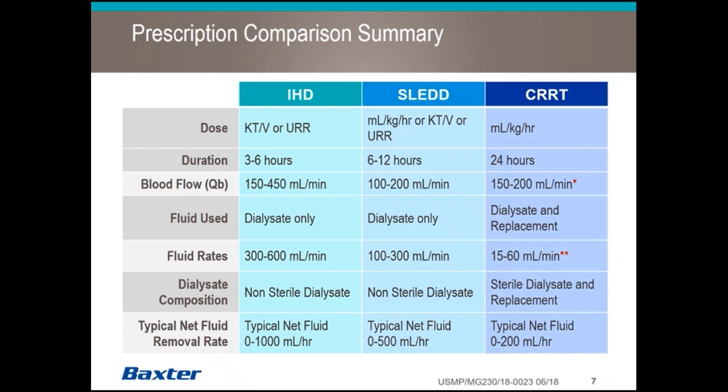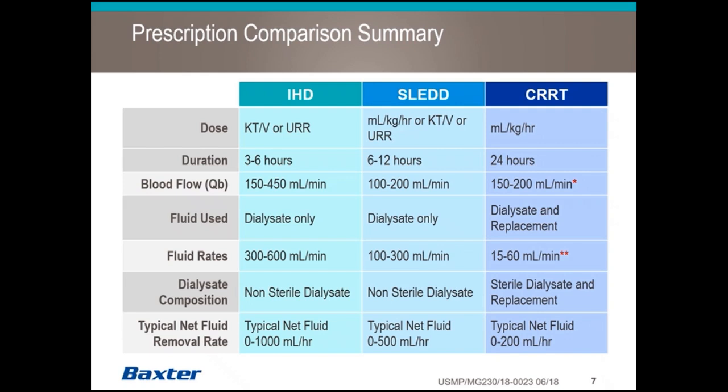We've already discussed duration. IHD is generally a 3 to 6 hour treatment every other day. SLED is a 6 to 12 hour treatment every day, and 24-hour therapy is continuous for CRRT. Blood flow rates can vary between the treatments and also vary based on the modality that's being ordered, based on the equipment that's available, and physician preference. In CRRT, typical blood rates can be anywhere from 150 to 200 milliliters per minute, although higher blood flow rates and lower blood flow rates are seen based on specific patient considerations.